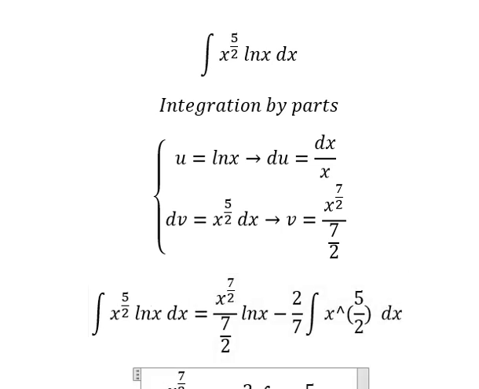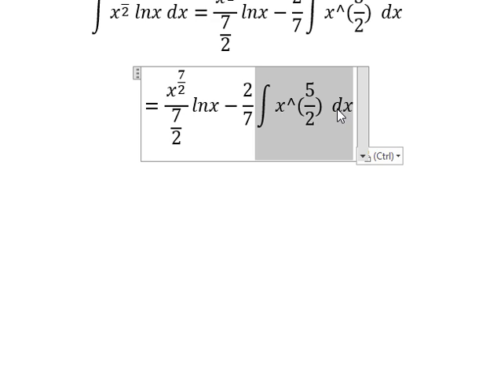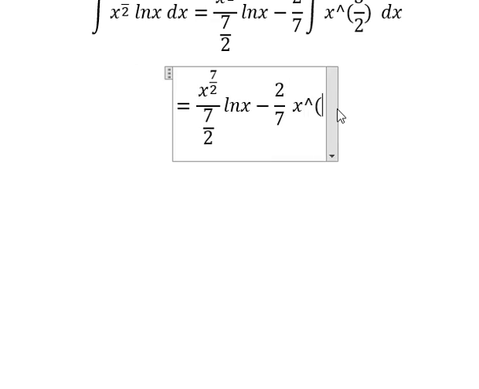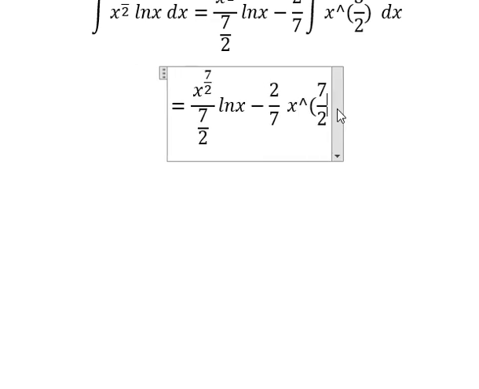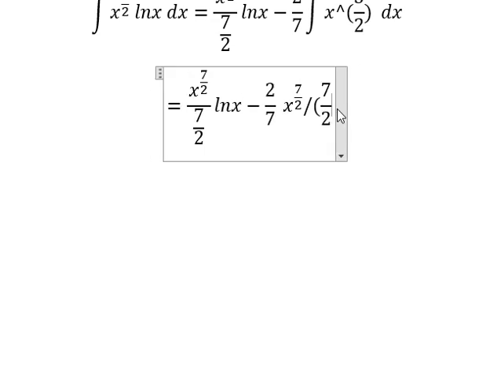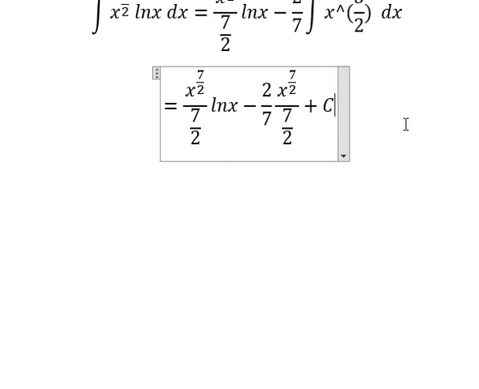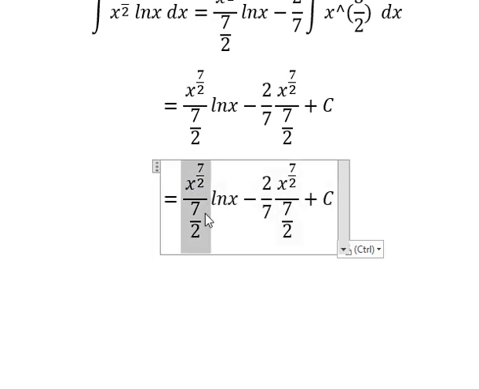And this one is 7 over 2, over 7 over 2. And now we simplify and we have it like this.